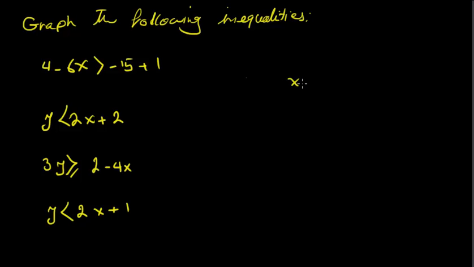X plus 2y is less than or equal to 8, and y is less than or equal to x plus 4. So now let's talk about a system of inequalities.